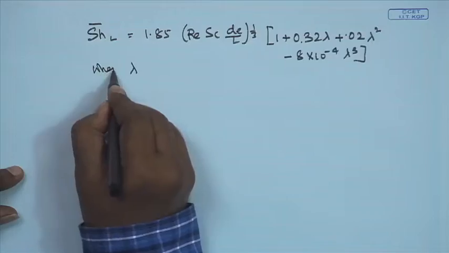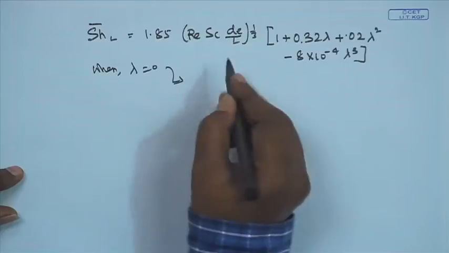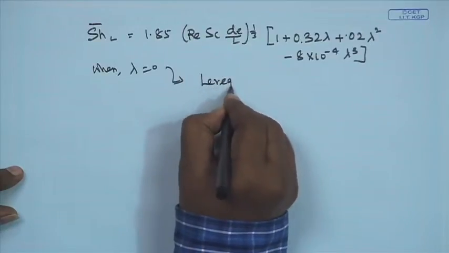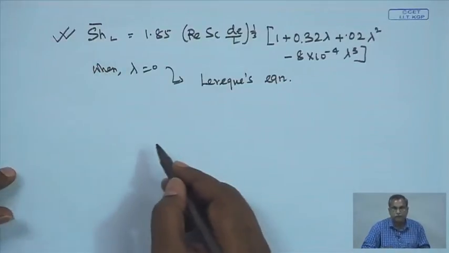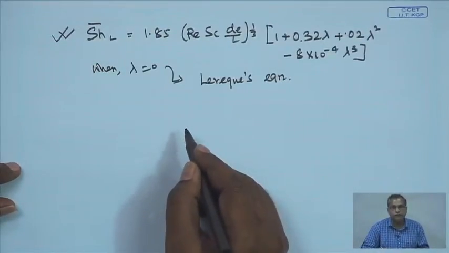And now, in this expression, if we put the no suction case, when lambda equal to 0, we will be getting back the Leveque equation. So, this is the expression of the Sherwood number incorporating the value of the suction parameter in the membrane wall. If you remember, the Leveque solution was developed in 1885, and the modification for the porous wall Sherwood number has been developed recently, in 1997, in the late 90s.